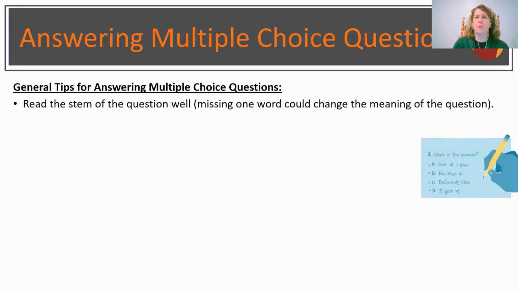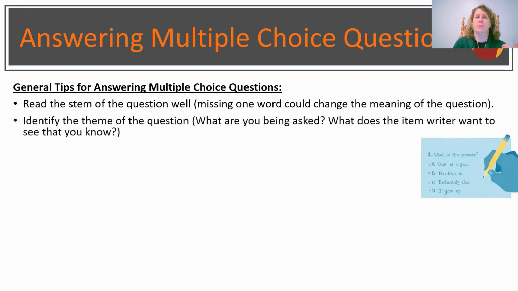Read the stem of the question very well. Missing one word could change the meaning of the question. What is the item writer asking you? Sounds simple, but have you ever read a question and you get down into the answers and you're like, oh, I can't figure this out? You go back to the question and you're like, oh my gosh, it asked me which of the following is least likely. I totally missed that, right?